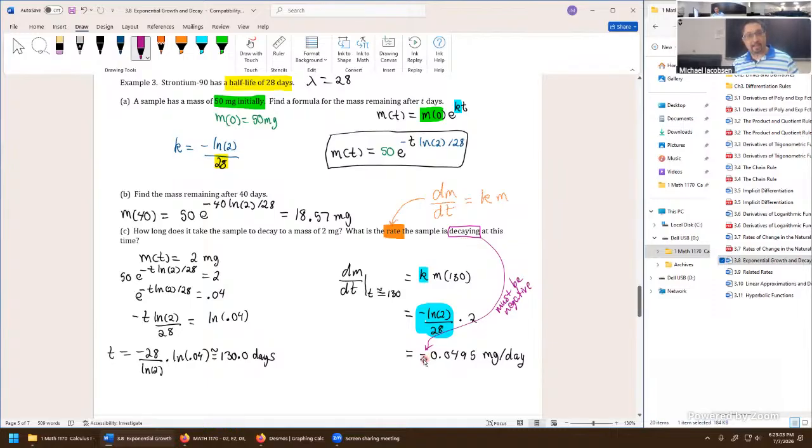So any word like decay should imply we must get a negative in our answer. And even though it might not feel like a big deal in section 3.8, it becomes a very, very big deal in section 3.9 on related rates. So we'll review these kinds of ideas in the next section as well. But that's the conclusion to this one on exponential decay. Any last questions or thoughts on this one?